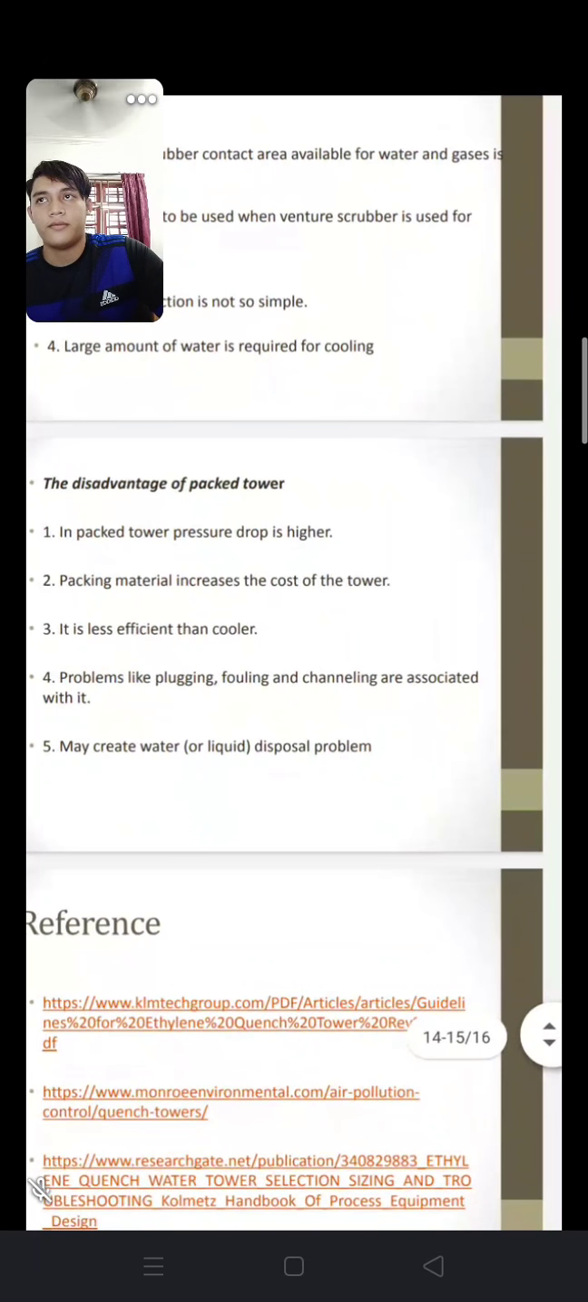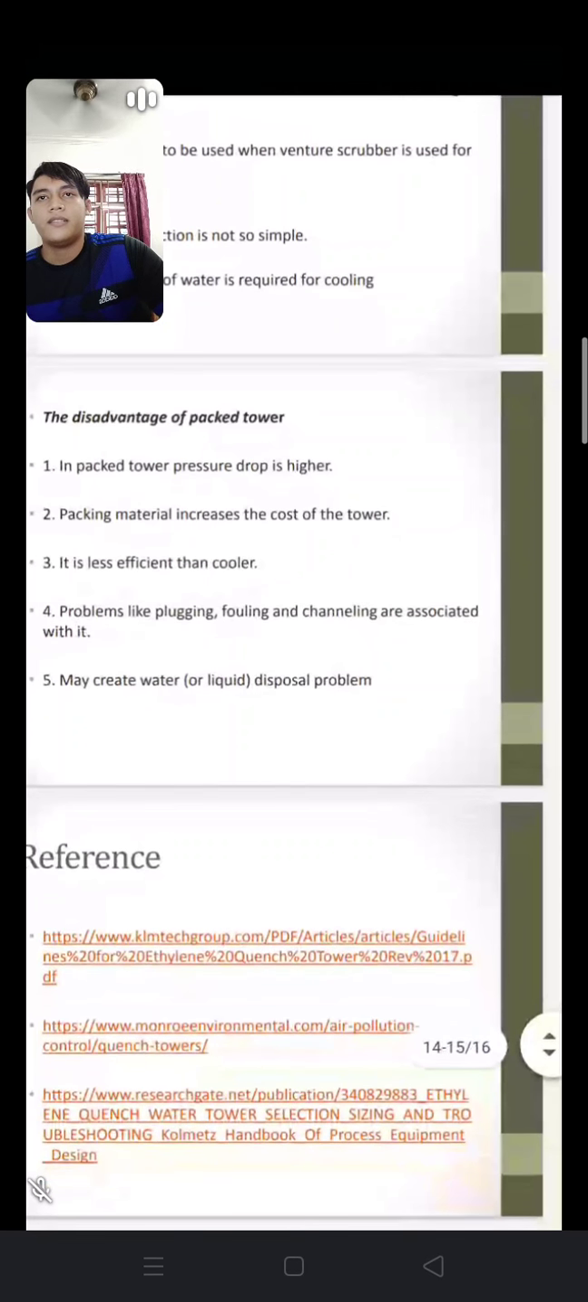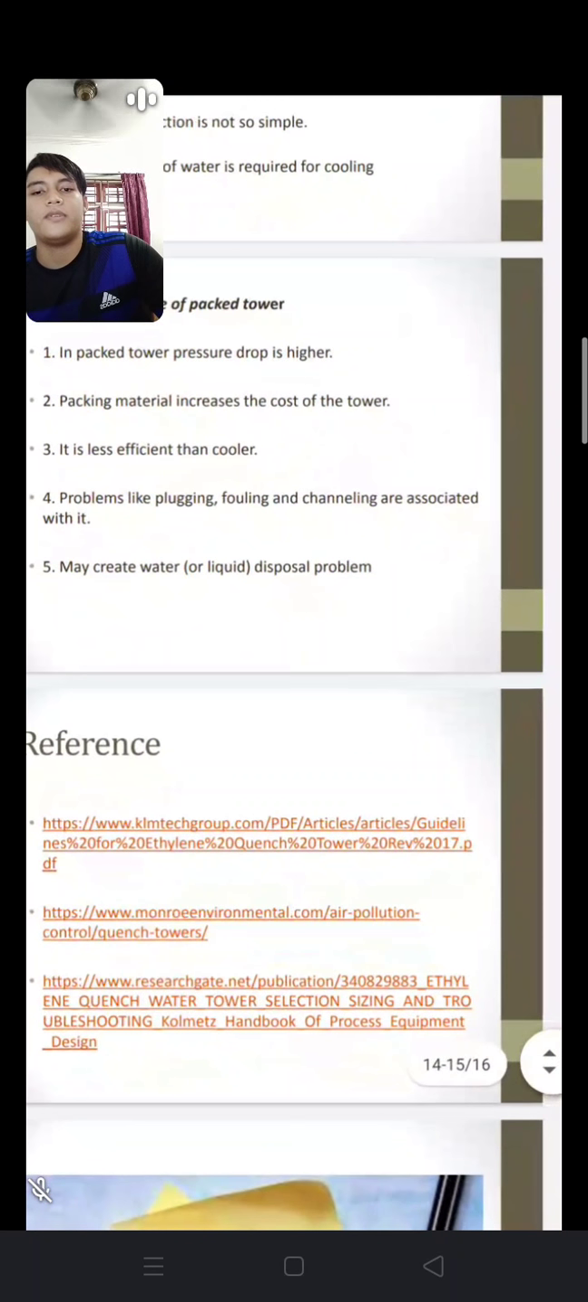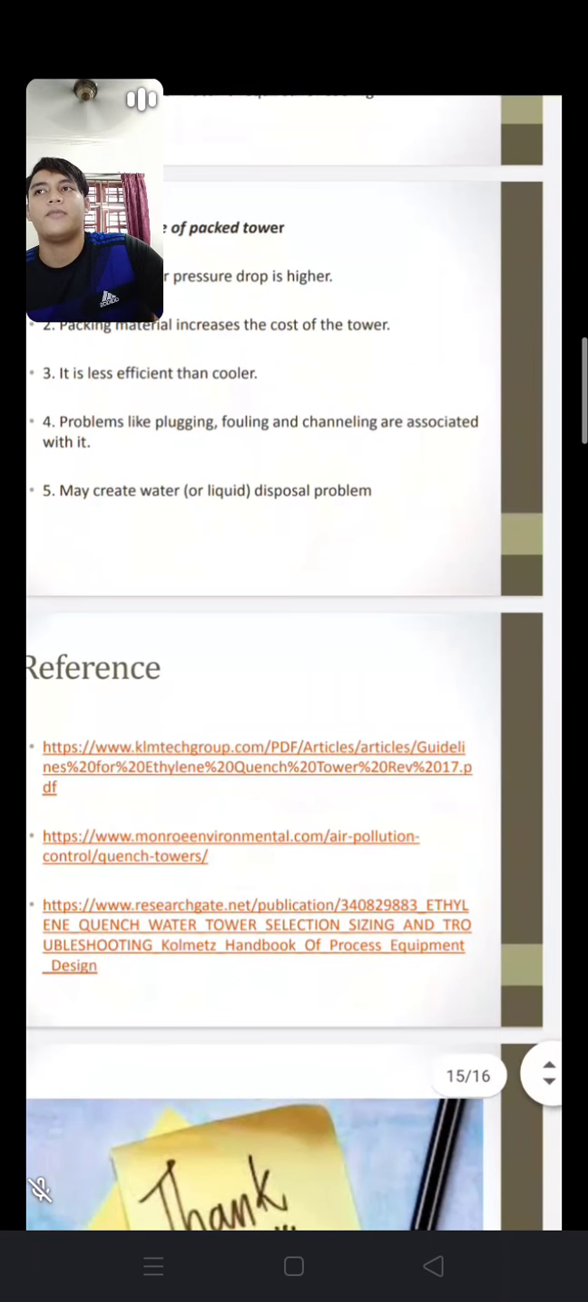Seterusnya reference. So di sini saya sediakan laman web untuk mencari bahan-bahan tersebut. So anda boleh cari bahan-bahan tersebut di laman web tersebut.